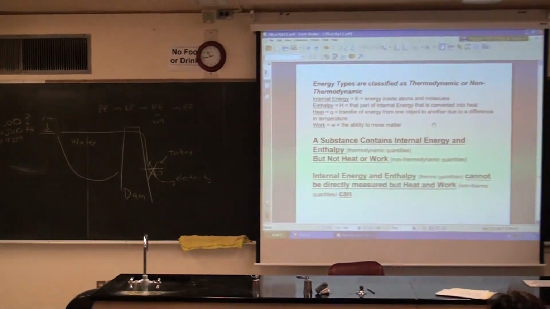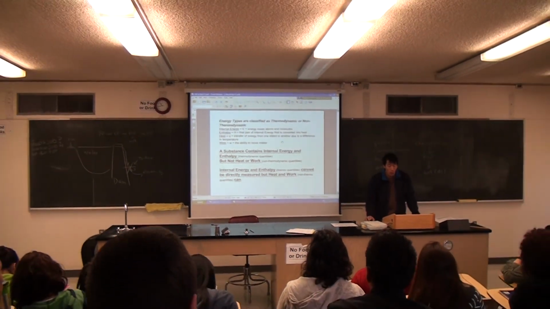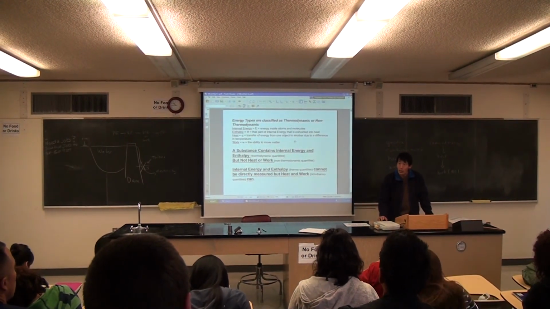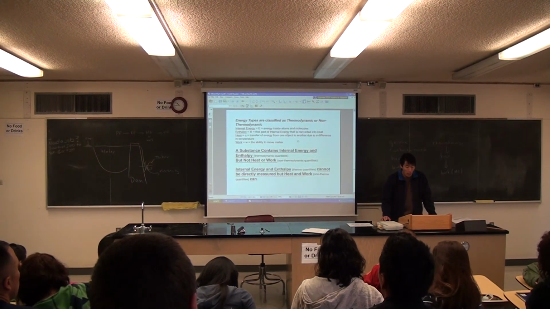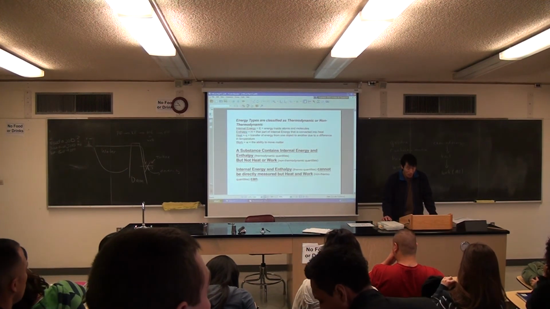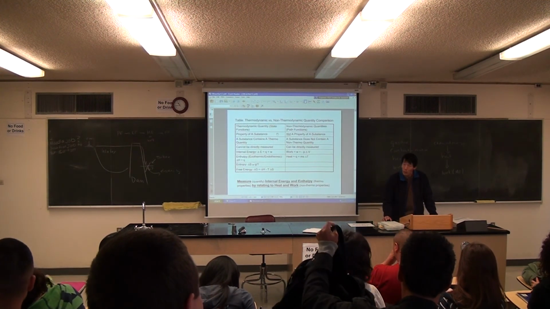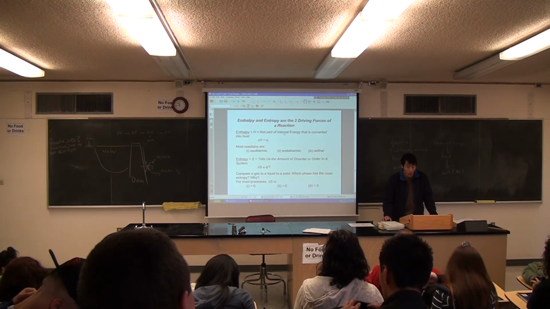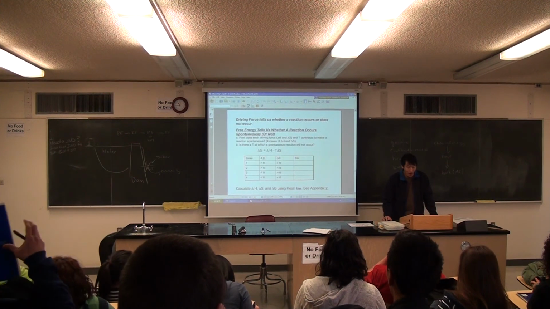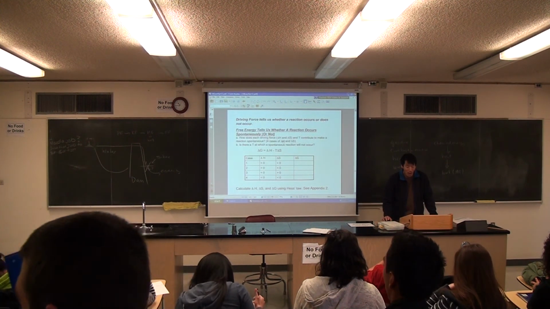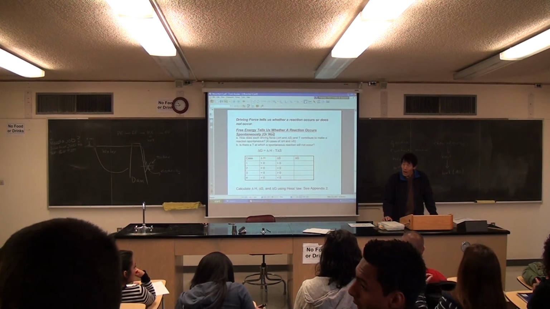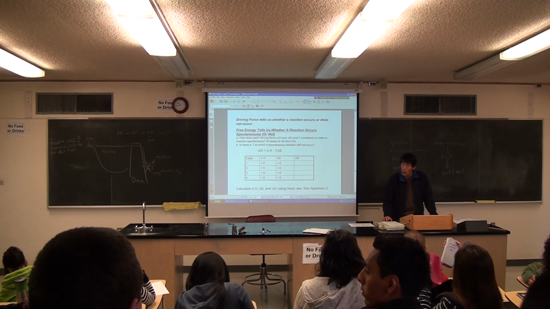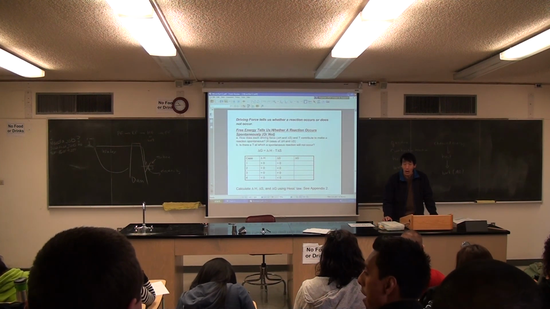And then also on Wednesday we'll talk in more detail about these energy types and how to classify these energies as either thermodynamic or non-thermodynamic. And then we'll talk more about comparing these different types of quantities. And then we'll look more at enthalpy and entropy. And then we'll look at how we can describe whether a chemical reaction occurs spontaneously or not spontaneously. So we'll talk about this on Thursday.